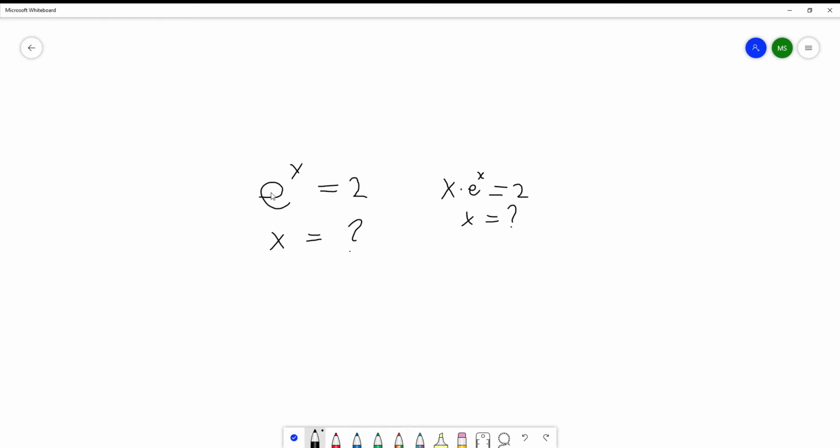If we say e to the x equals 2, then we know that x equals ln of 2. But if we say x times e to the x equals 2, what is x?